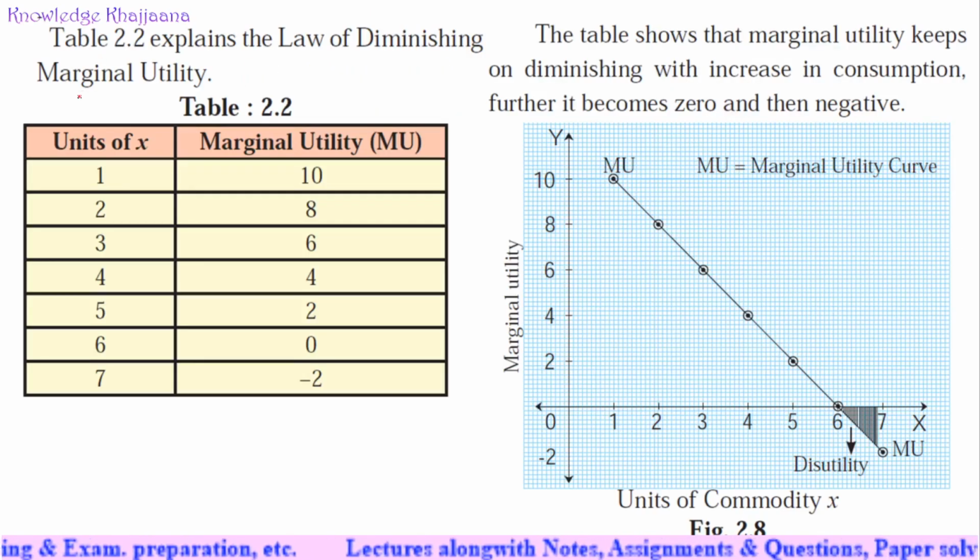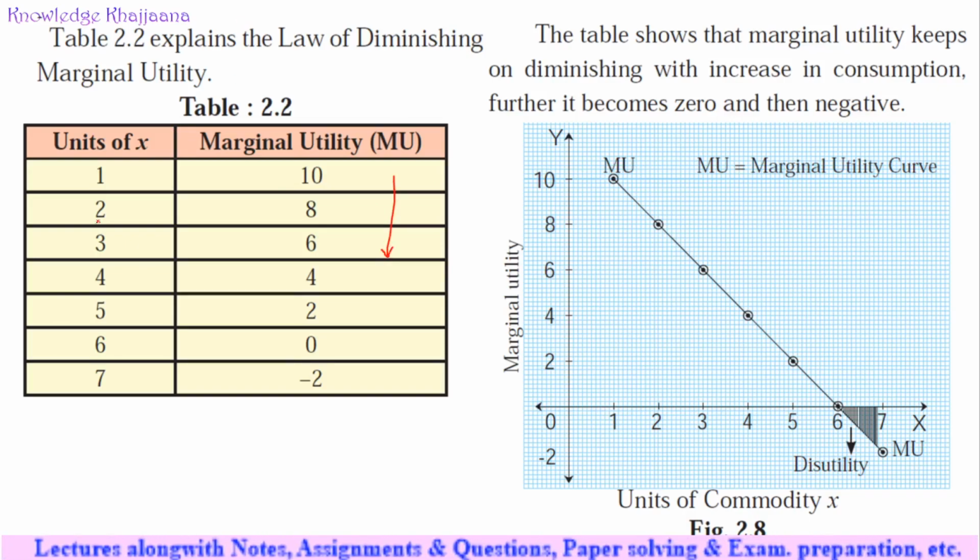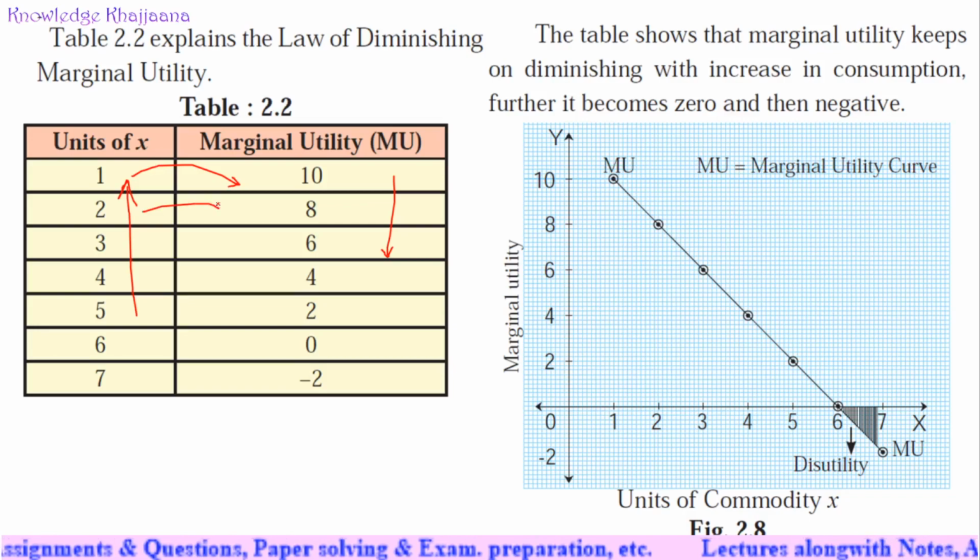Okay, now let's start with this table. See, table 2.2 explains the law of diminishing marginal utility. With the consumption of increasing number of units, you will see the marginal utility is going down. Okay, it is diminishing with the increase in the number of units consumed. See, this is the column of units, consumption of units X, and this is showing the marginal utility which you got against consuming that unit or commodity.